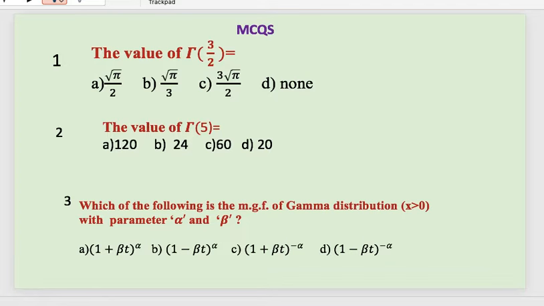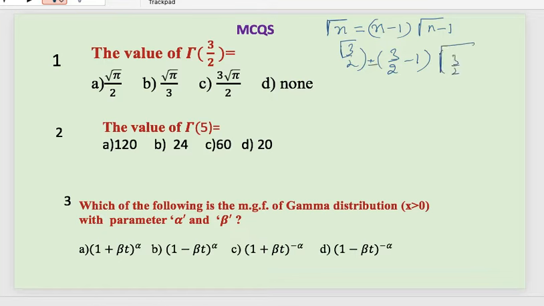The first question is the value of gamma of 3 by 2. Whenever this kind of question is given, which is not an integer, we use the property gamma of n is (n minus 1) times gamma of (n minus 1). Here, gamma of 3 by 2 is 3 by 2 minus 1, times gamma of 3 by 2 minus 1. So we get 1 by 2 times gamma of 1 by 2. We have discussed in the beginning that gamma of half is root pi. So we get root pi by 2, and the first option is correct.